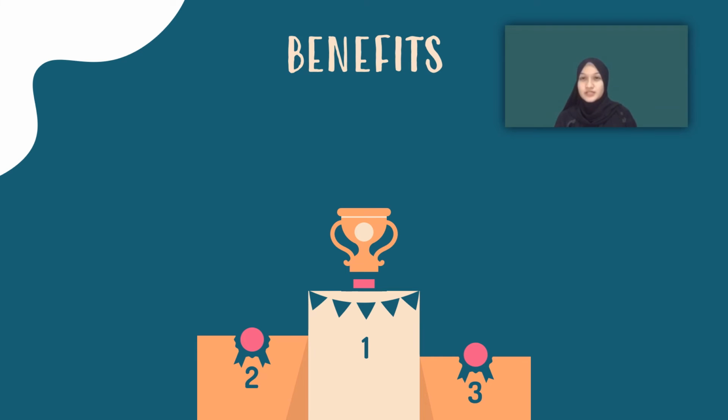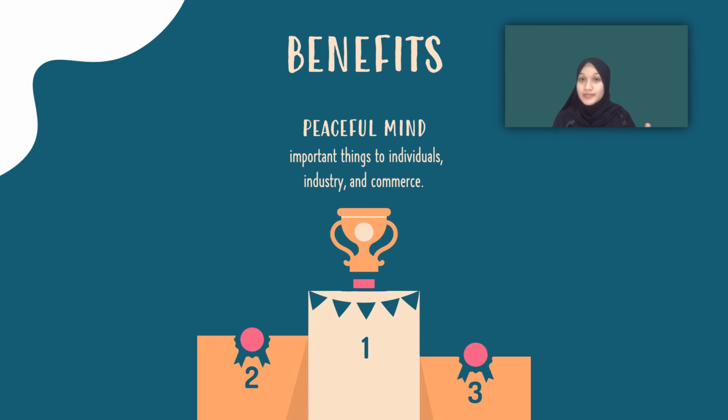So the first benefit of insurance is peace of mind, in which the business can transfer the risk to the insurer. There are three important things to individuals, industry, and commerce. For the individuals, such as car and house, medium-sized and larger firms sometimes have an emergency such as fire and theft, but the rate of interest will be much less than the normal rate.